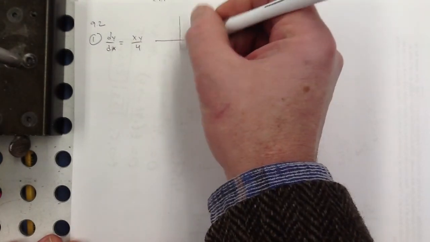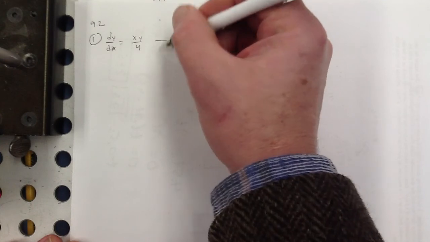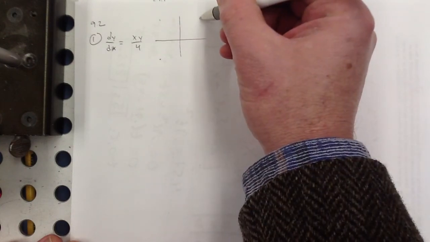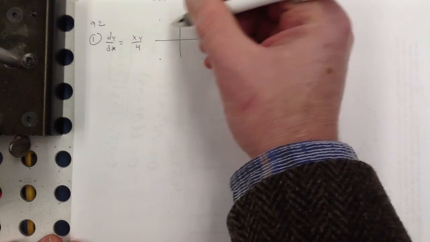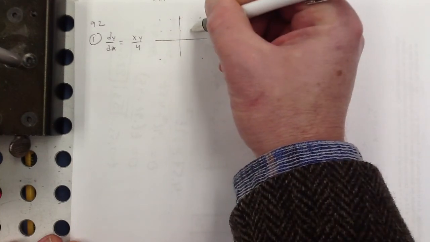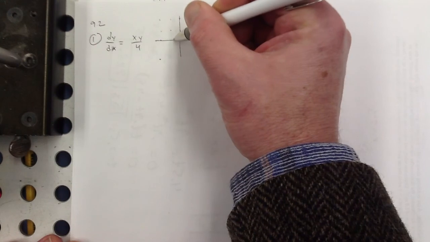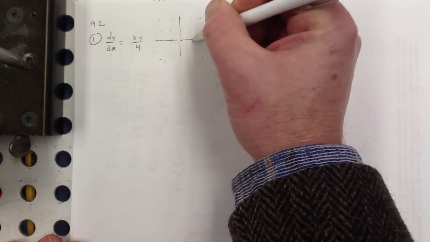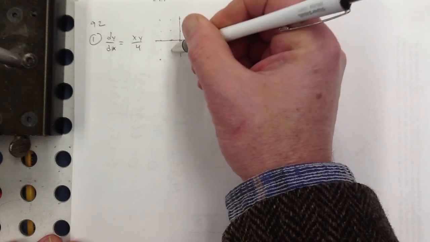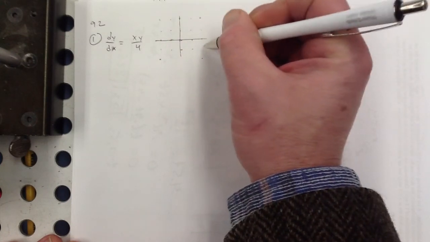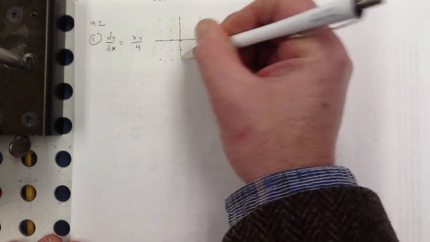And they want us to do a little 2 by 2, negative 2 to positive 2 kind of grid like this. Going to be 25 of them. Oh my goodness. All right.